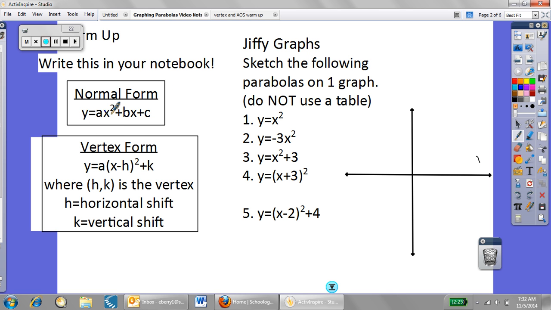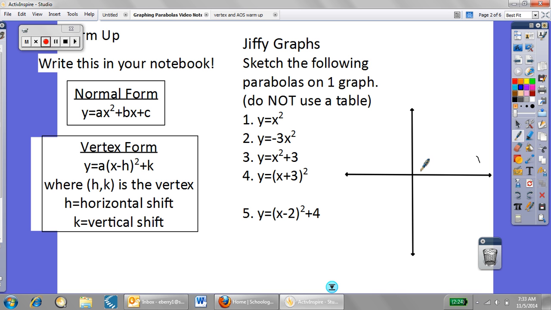Normal form, y equals ax squared plus bx plus c, and the vertex form, y equals a times the quantity x minus h squared plus k. Pause the screen and go ahead and complete these jiffy graphs right here. Now that you've paused the screen, go ahead and check your work with the work that I'll do now.